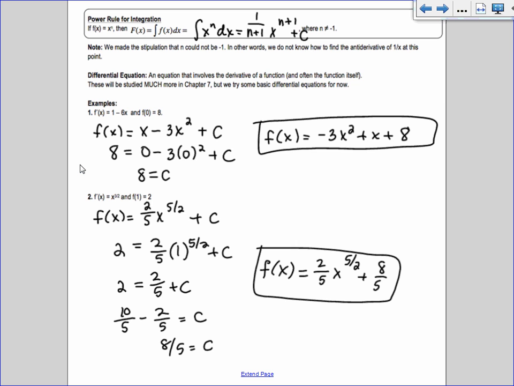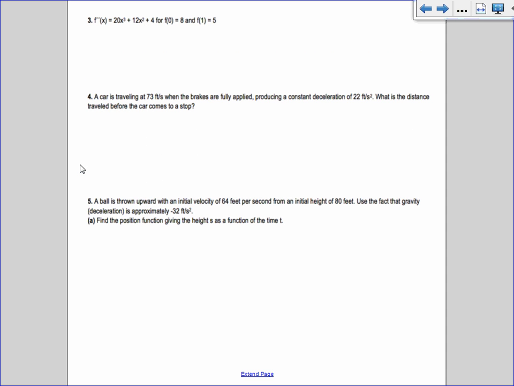Okay, so same thing on the next one. You could have the first and second derivative. So I have f double prime of x equals 20x cubed plus 12x squared plus 4. So f prime, I'm going to have x to the 4th. I'm going to put a 5 out front. It's 20 times 1/4. Then I have plus 4x cubed, right? Plus 4x plus some constant. So I'll call it c.